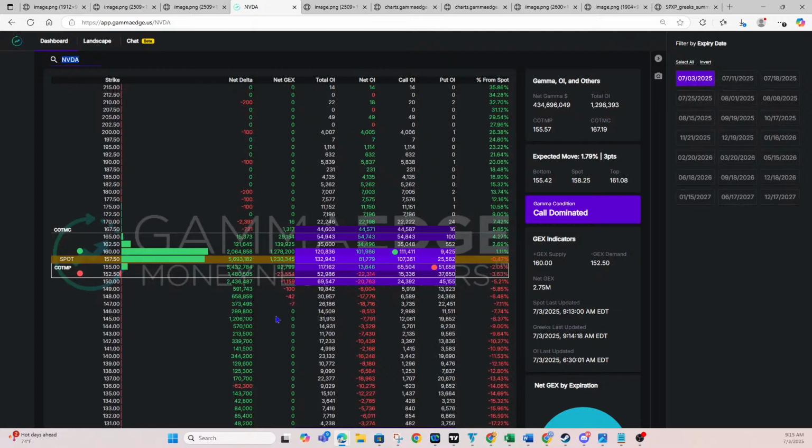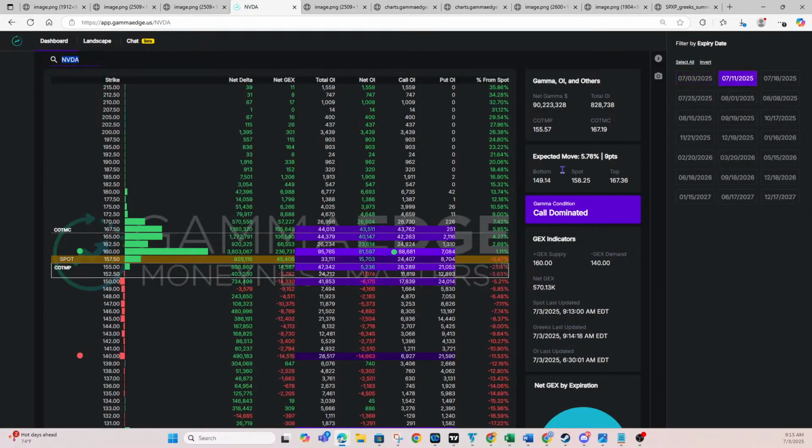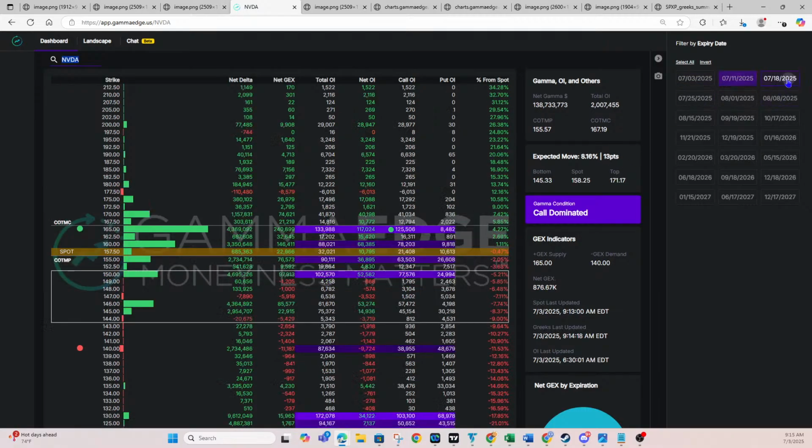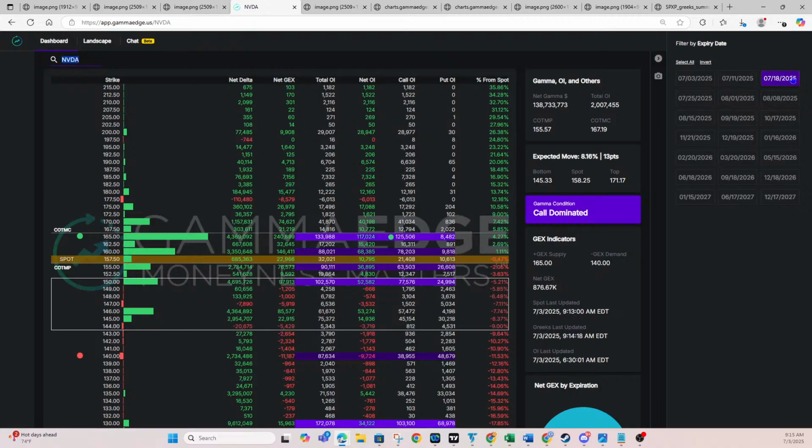Here's the 7/3 expiry, so maintaining the same 160. That's PGEX and COI. Next expiry 160, so nothing really changes in the structure, and then we see the 18th, the structure advances to 165. So again, appreciation up towards 165 would most likely be the direction of the overall move, call dominated there.